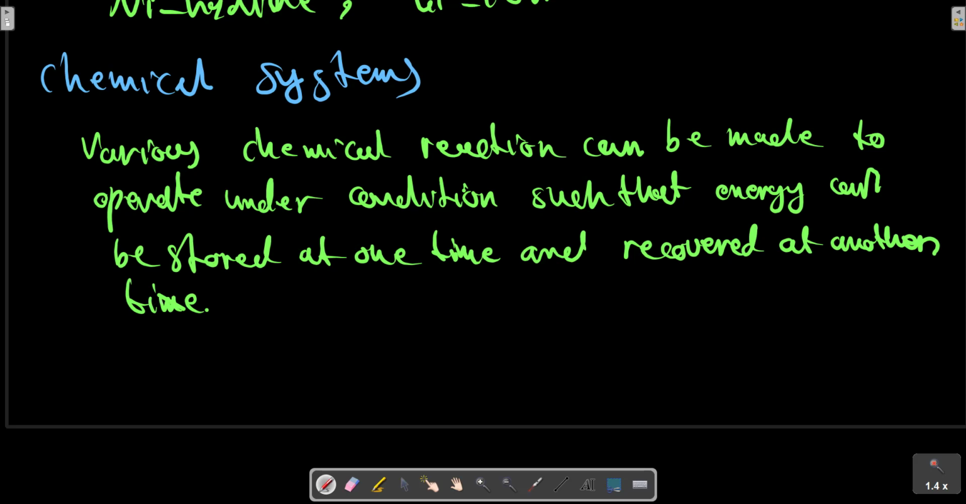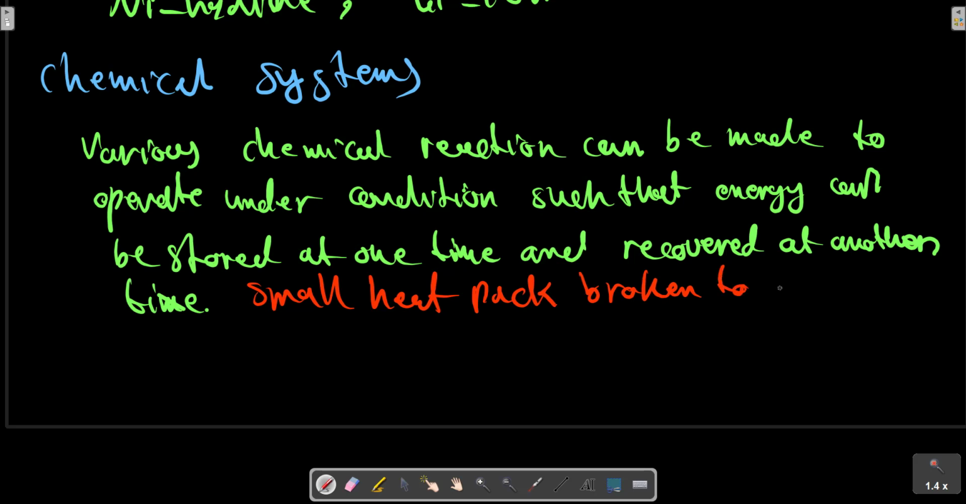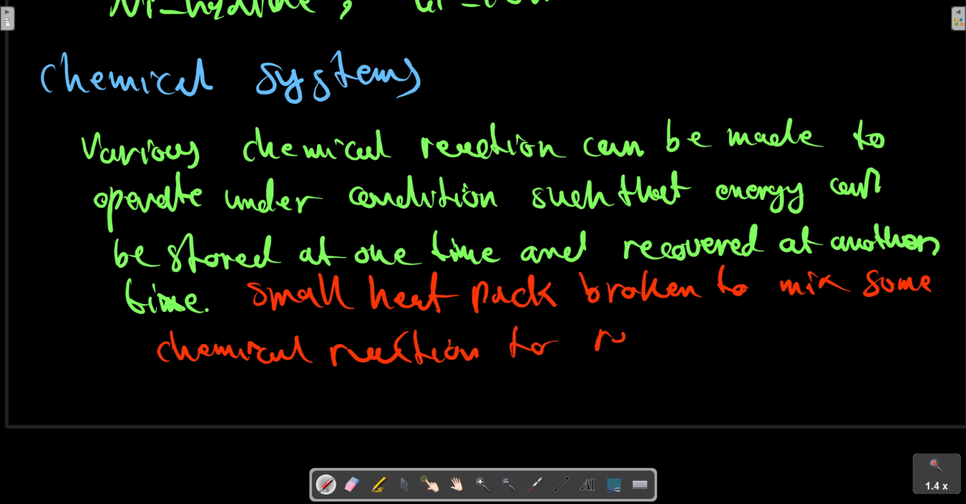Small heat packs can be broken to mix some chemicals that react and release energy in the form of heat.